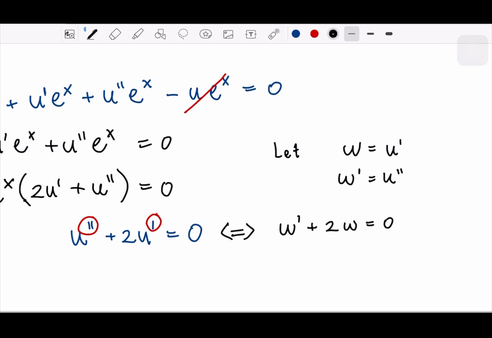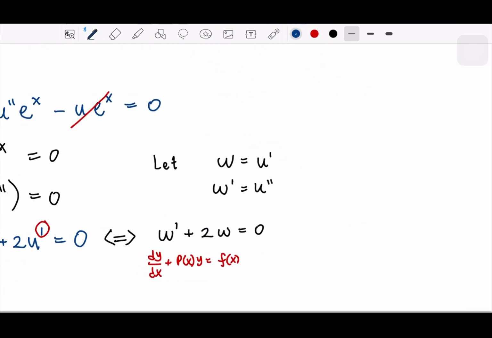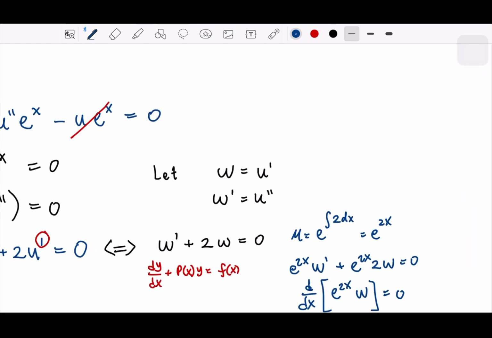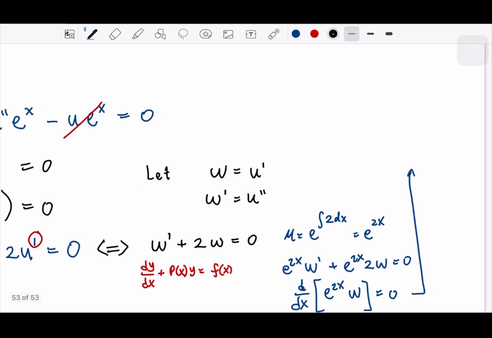So if you remember, the linear differential equation has this form, right? So we take the integrating factor of 2, that is the integral of 2dx, and this will be e with power 2x. So we multiply e^(2x) w prime plus e^(2x) 2w equal to 0. And we are going to have our product form, which is e with power of 2x times w, and then it's equal to 0. And then take the integrations.